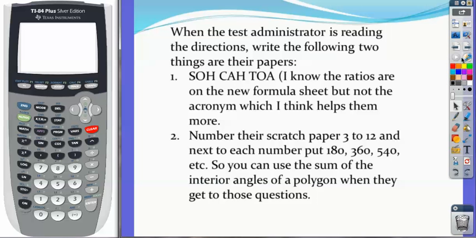To begin with, while the person is reading the directions, you have to do a couple of things. First, write SOHCAHTOA on your formula sheet or on a scrap sheet of paper. I know the ratios are on the formula sheet, but SOHCAHTOA is not, and that's how you learned it. Also, you're going to number your scratch paper from 3 to 12, and then we're going to go over this and put some measurements in.